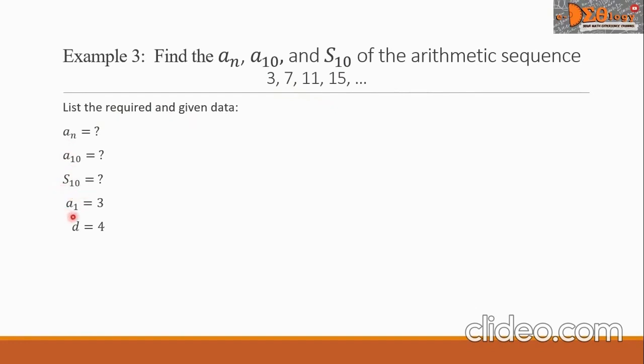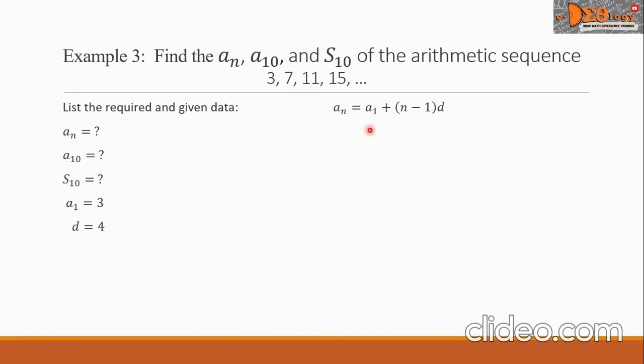Given is a sub 1, that is the first term, which is 3, and the d, which is equal to 4, although it is not readily given in the problem. But we can compute by subtracting two consecutive terms, like 7 minus 3 is 4, or 11 minus 7 is also 4. 15 minus 11 is also 4. So let us start by solving a sub n.